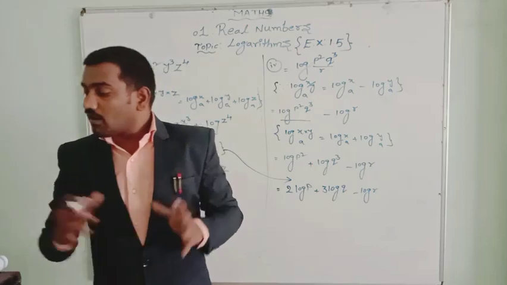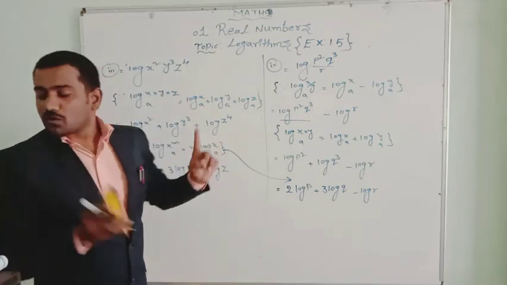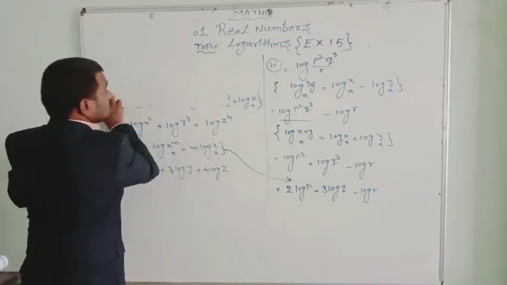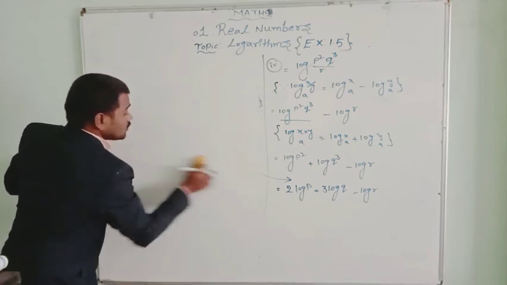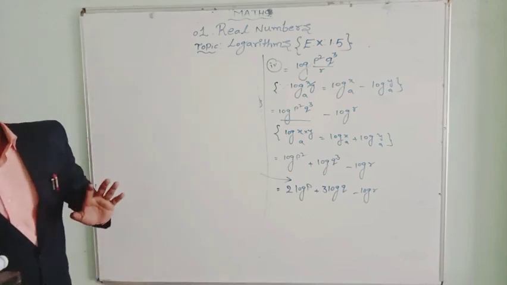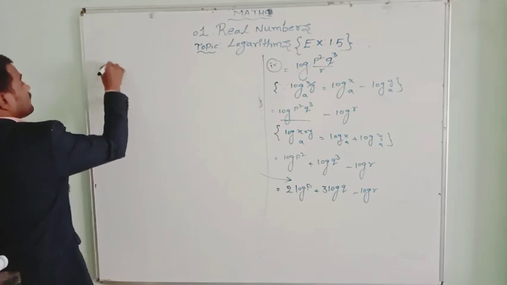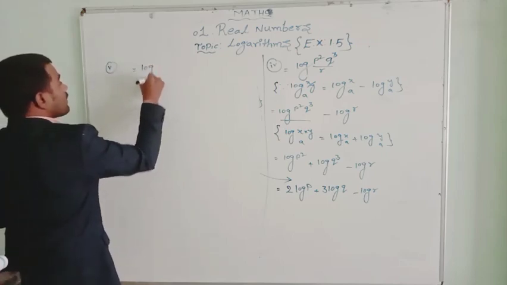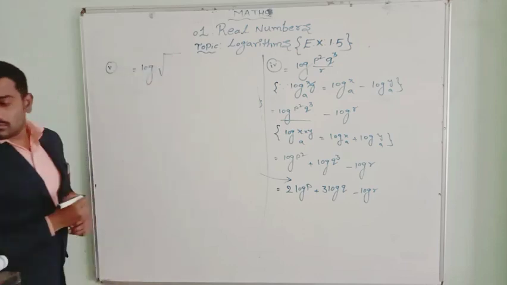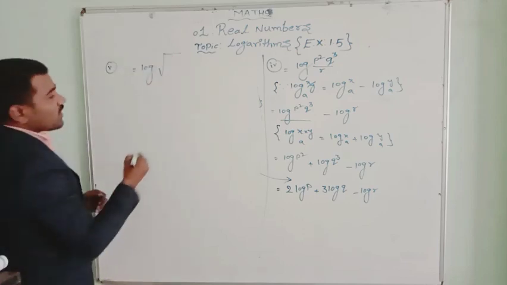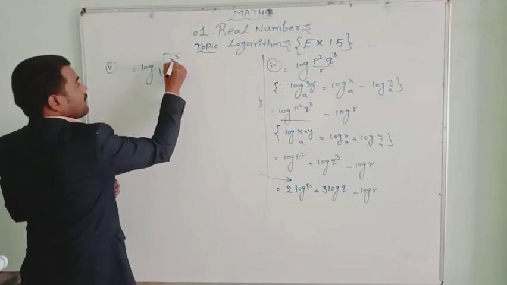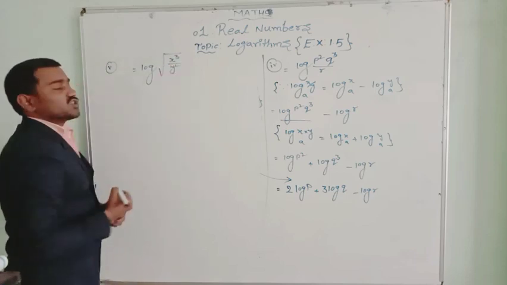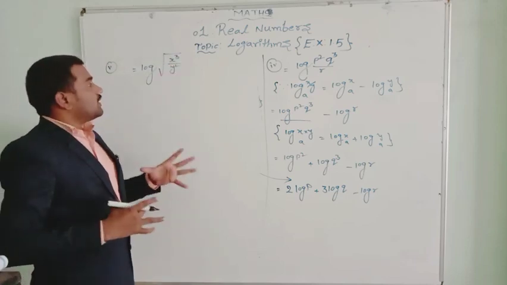Now we have one more problem in this bit. That's the last problem of this bit. We go for the fifth one. So keep on practicing to get an idea how to solve the problems. The fifth one, log under root of x to the power of 3 by y square. So very simple. Let us solve it.